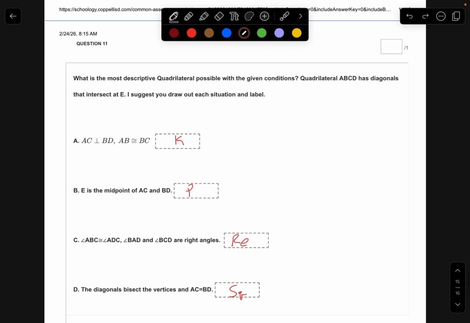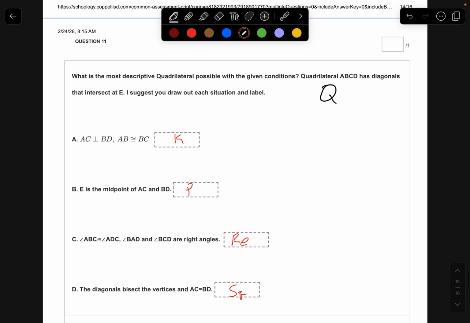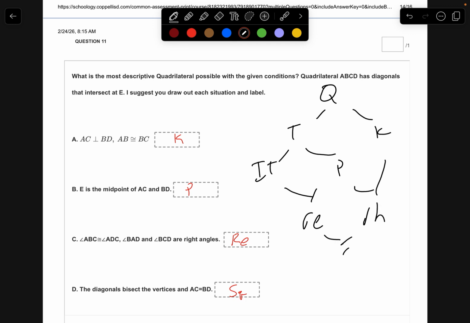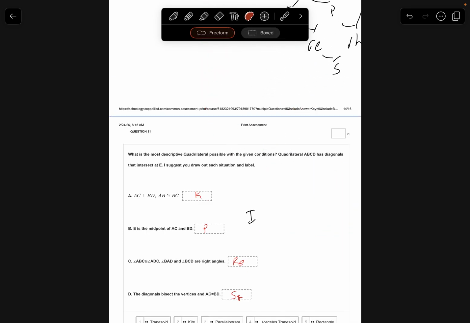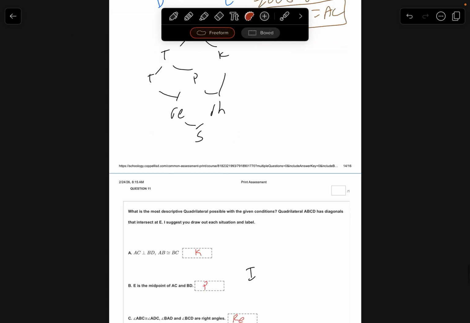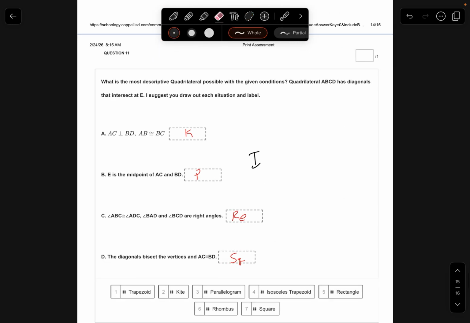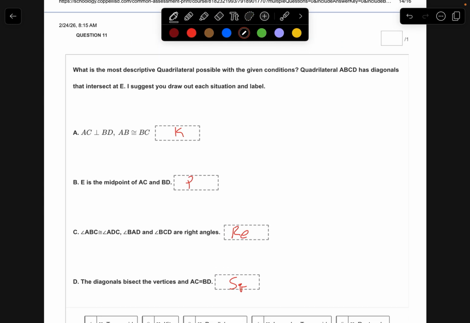Perfect. All right, most descriptive shape with the conditions. I'm going to make my tree real fast. That's not this one. Oh, what was I doing? Move this out of the way. I don't care about you right now. Put you up here. Maybe I'll use you. This is a totally different thing.